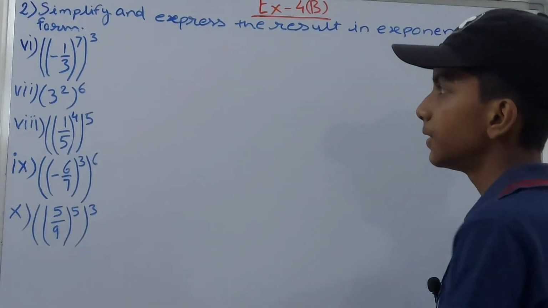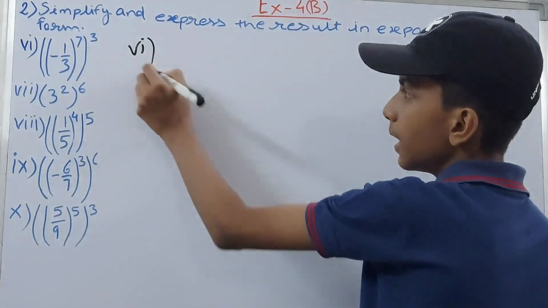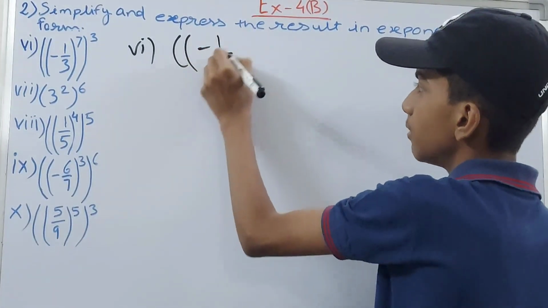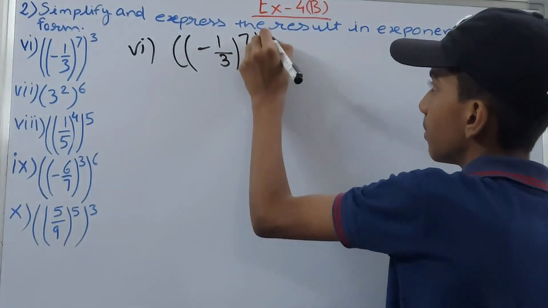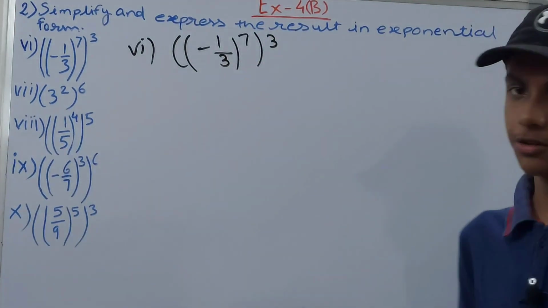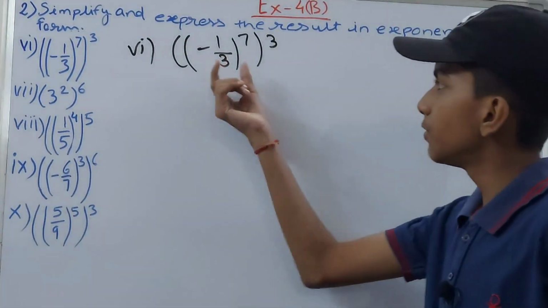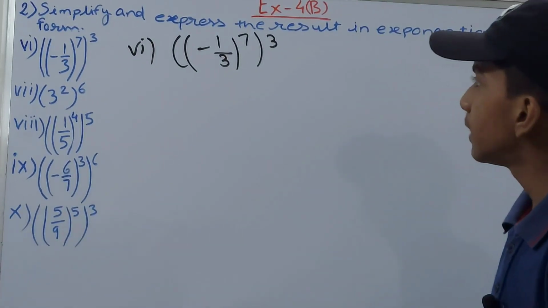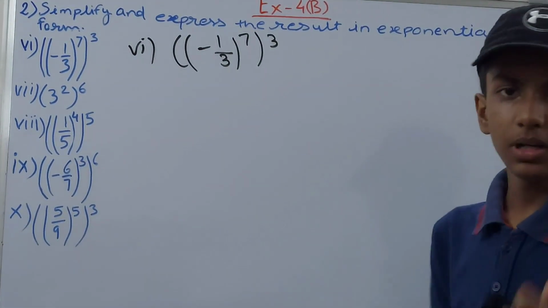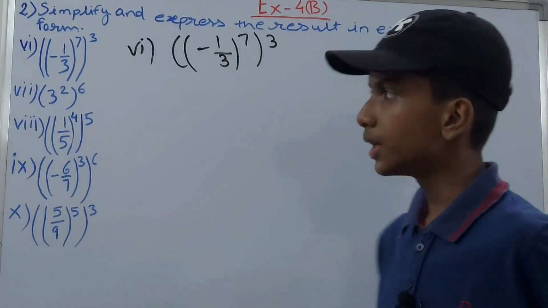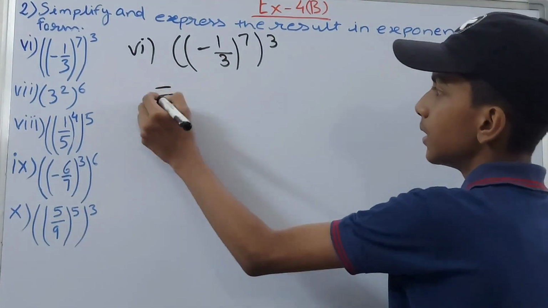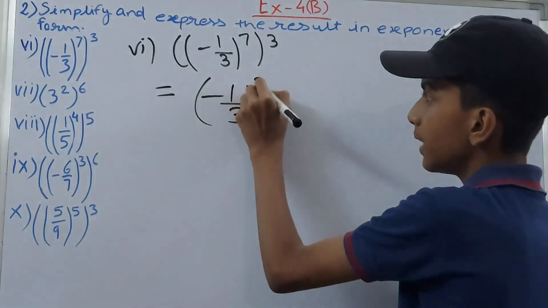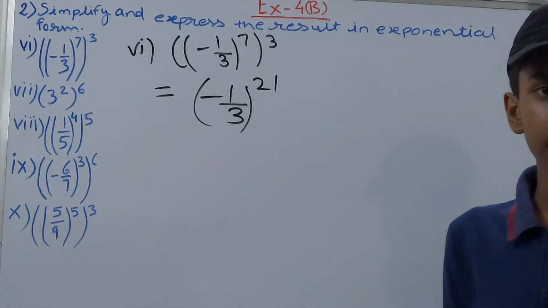Now the next part of this question is the sixth part. And we've got here minus 1 upon 3, to the power 7 to the power 3. Again we will not touch the fraction's bracket, the inside one will be untouched. Then 7 and 3 will be multiplied, so we'll get 21. So our answer is minus 1 upon 3, in the brackets, and then outside 21. That is our exponent.